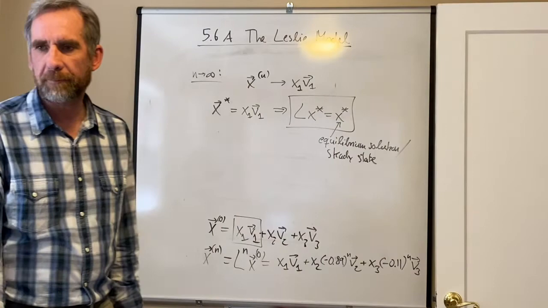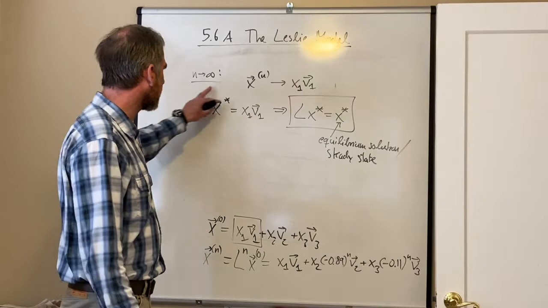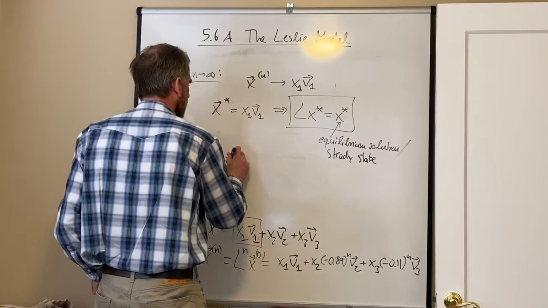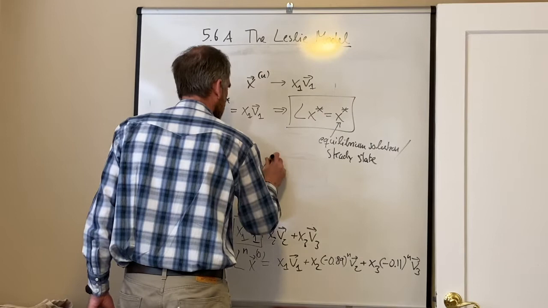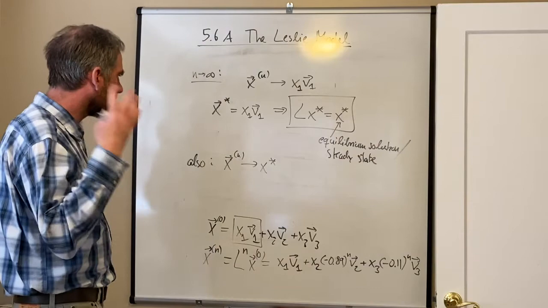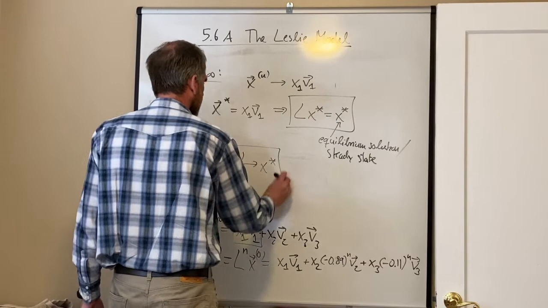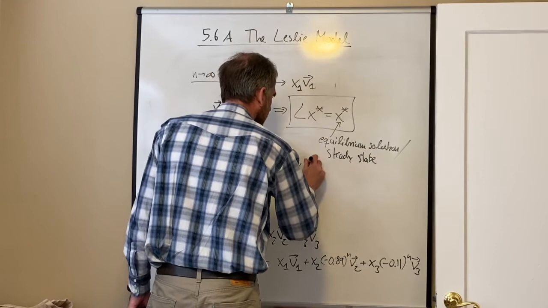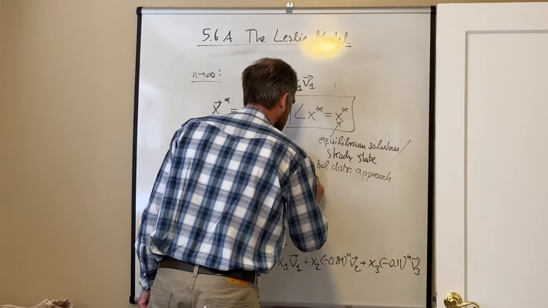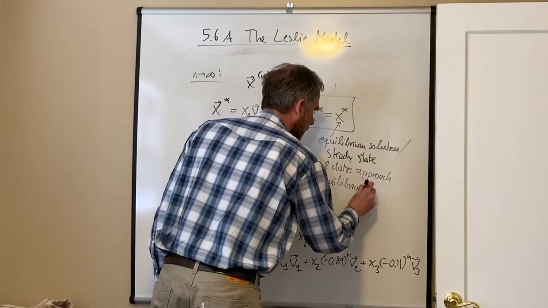Okay, and that's fine. So basically, if I have any vector that I can write as a multiple of V1, it'll stay the same under application of L. But we also have that Xn, any starting vector, will converge to that equilibrium solution. So it is what you could call a stable equilibrium. That's something that we're going to do extensively in differential equations, but right now this basically means the asymptotic behavior is that any starting position or any initial distribution approaches the equilibrium given by X star.